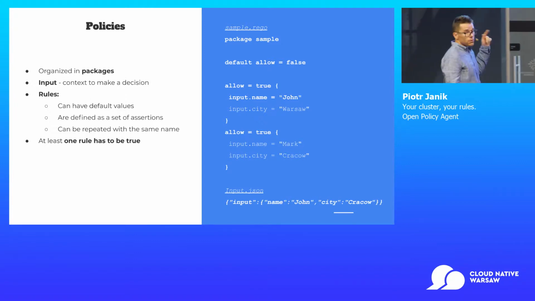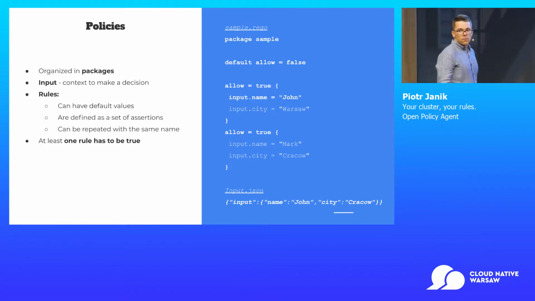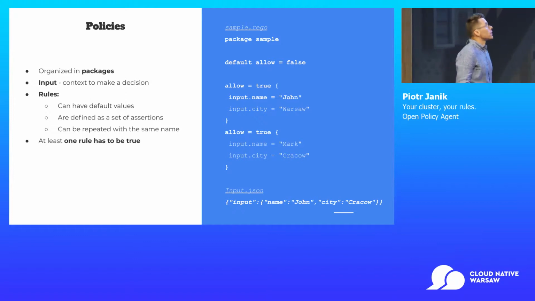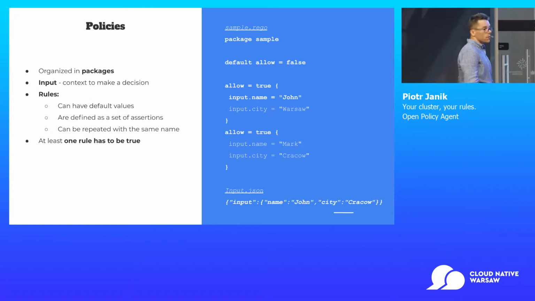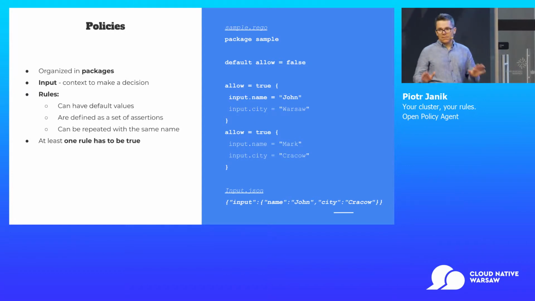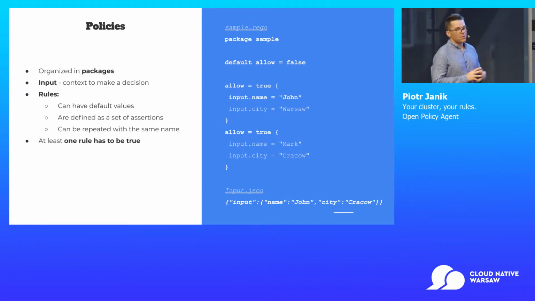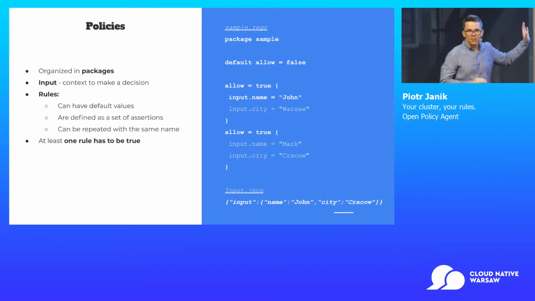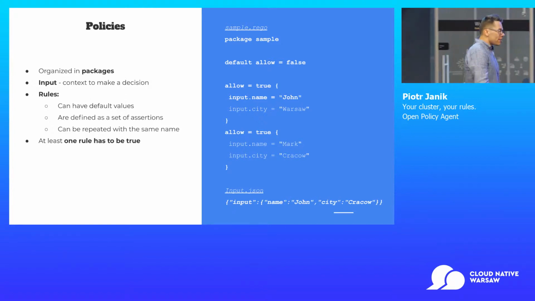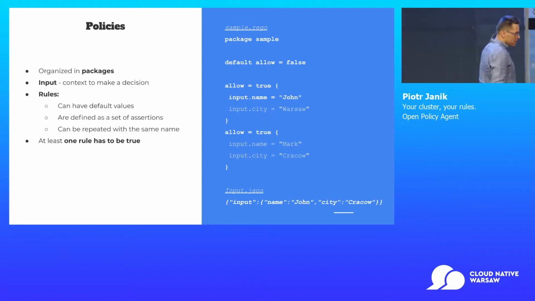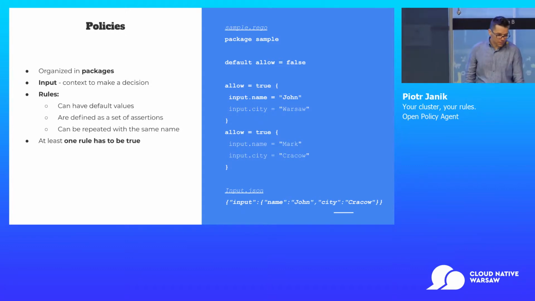So none of these rules will be true, because John should be from Warsaw and Mark should be from Krakow. And here John is from Krakow. And believe me, this is a very trivial rule, a very trivial Rego file. They can be much more complicated, but very, very powerful.